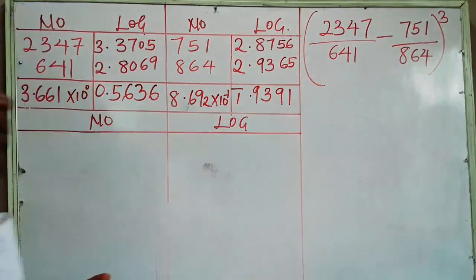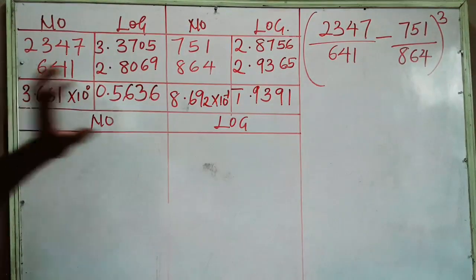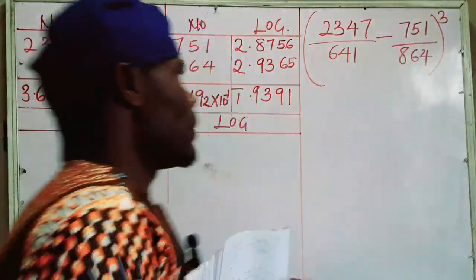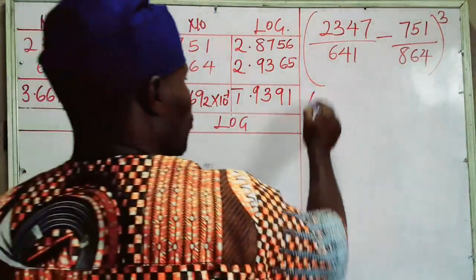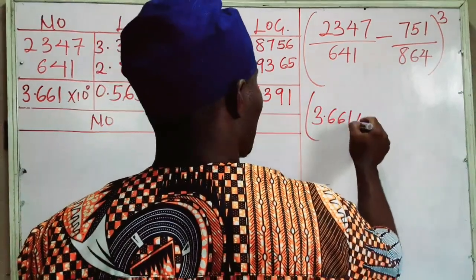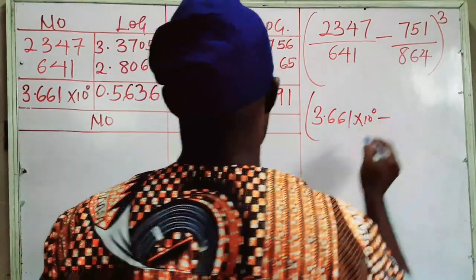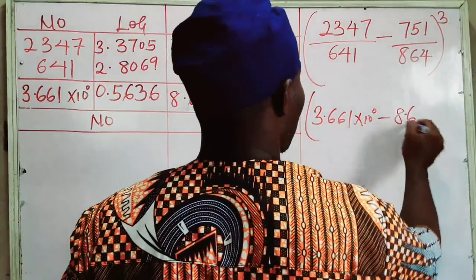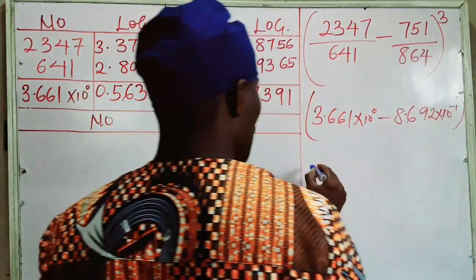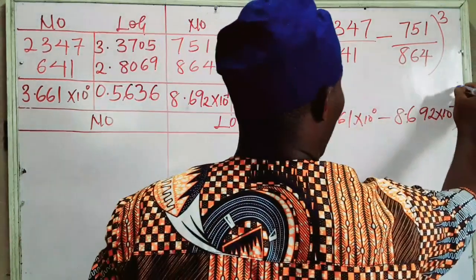8.692. So now we are able to get the value for this by using the table. Let's write it out to have 3.661 times 10 to the power 0 minus 8.692 times 10 to the power minus 1, which is all raised to the power 3.